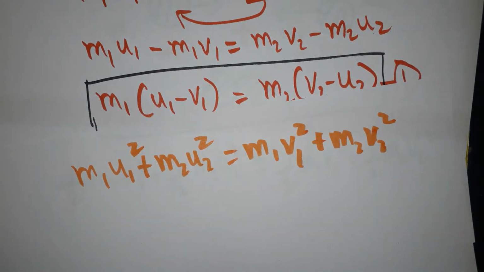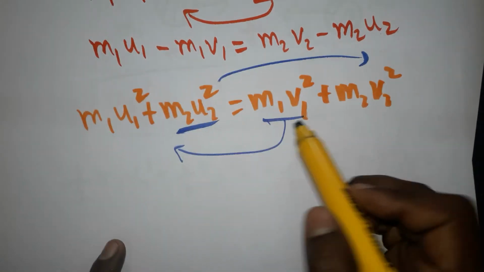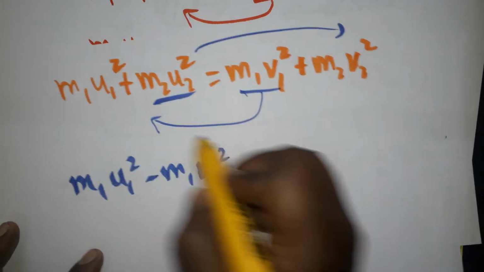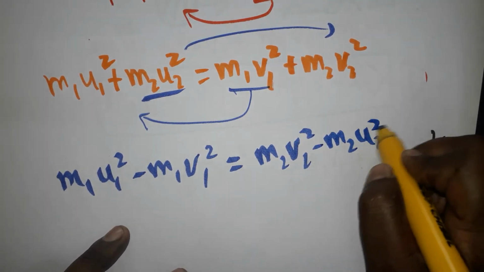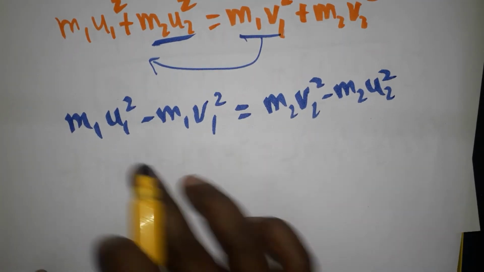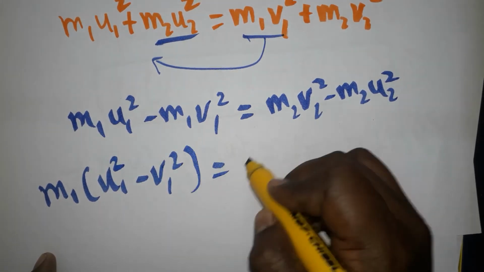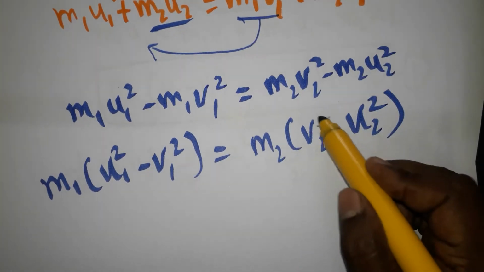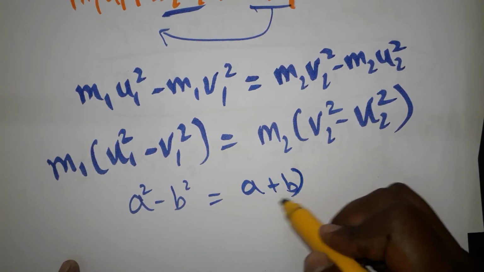Now I bring all m1 terms to one side and all m2 terms to the other side. So m1 u1 square minus m1 v1 square is equal to m2 v2 square minus m2 u2 square. Here also m1 is common outside: m1 times (u1 square minus v1 square) is equal to m2 times (v2 square minus u2 square). Now, a square minus b square is equal to a plus b times a minus b.